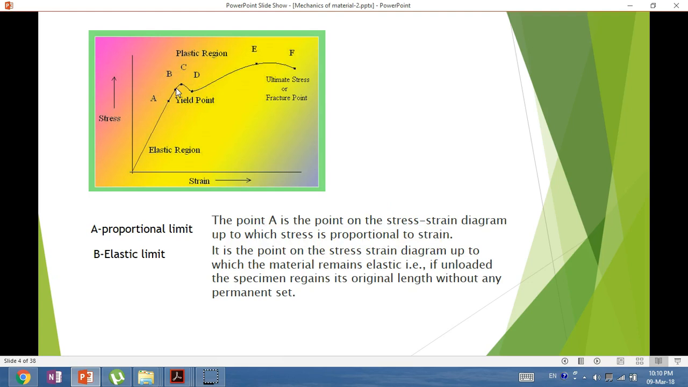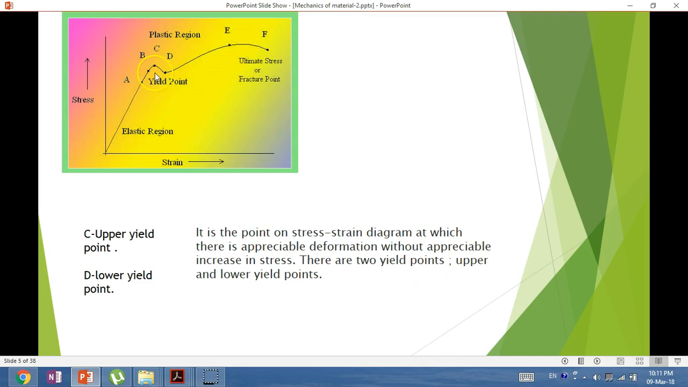Point B is called the elastic limit. It is the point of the stress-strain diagram up to which the material remains elastic, i.e. if it is unloaded, the specimen regains its original length without any permanent set. We come to C, which is called the upper yield point, while D is called the lower yield point. It is the point of the stress-strain diagram at which there is appreciable deformation without appreciable increase in the stress. There are two yield points, upper and lower points.